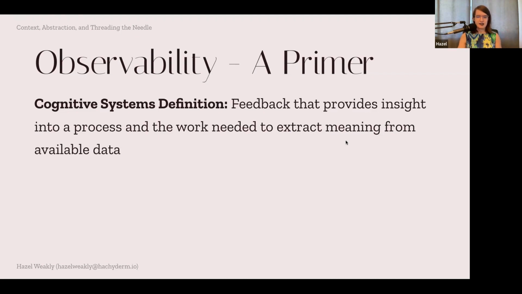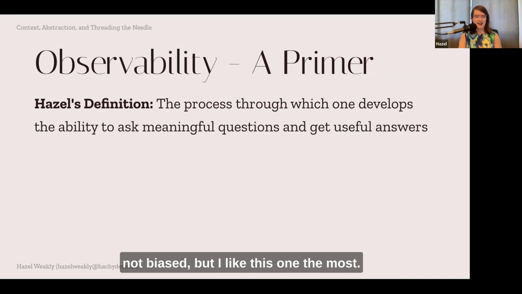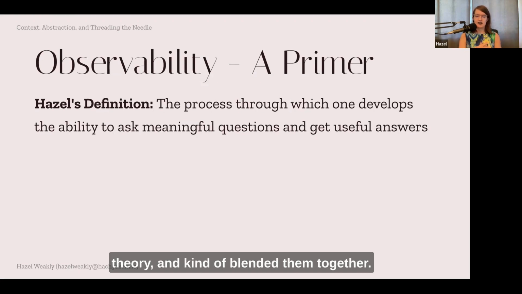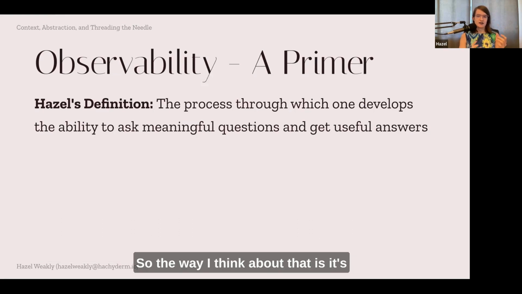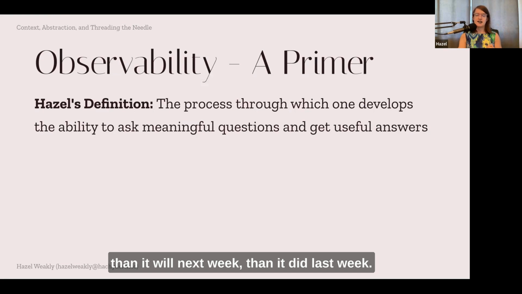It's my favorite. So speaking of which, my personal definition is, I'm not biased, but I like this one the most. I took the other two definitions, from cognitive systems and from control theory, and blended them together. For me, observability is the process through which one develops the ability to ask meaningful questions and get useful answers. The way I think about that is it's a process, which means it has to evolve. You start from somewhere, but you're not going to stay there. You're going to continually figure out what observability means to you, and it may mean something different today than it does tomorrow, than it will next week, than it did last week.